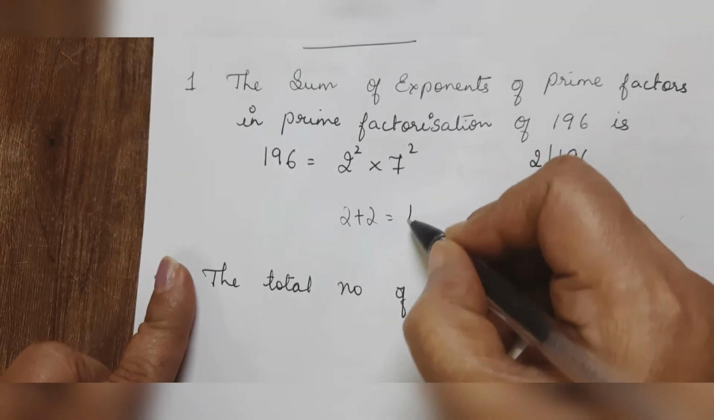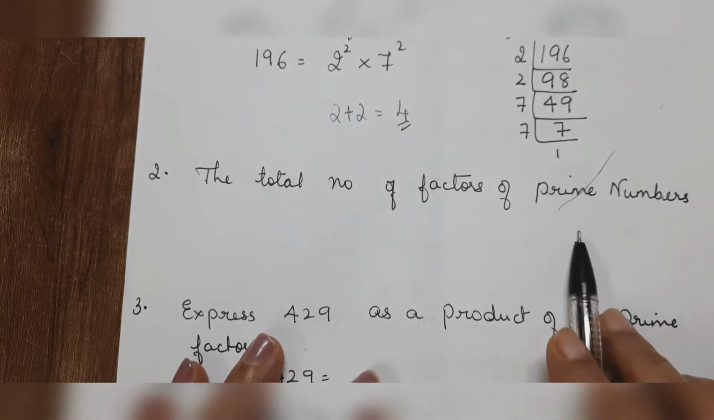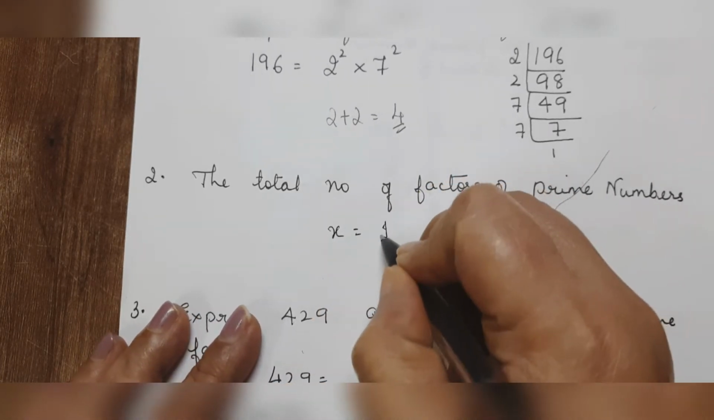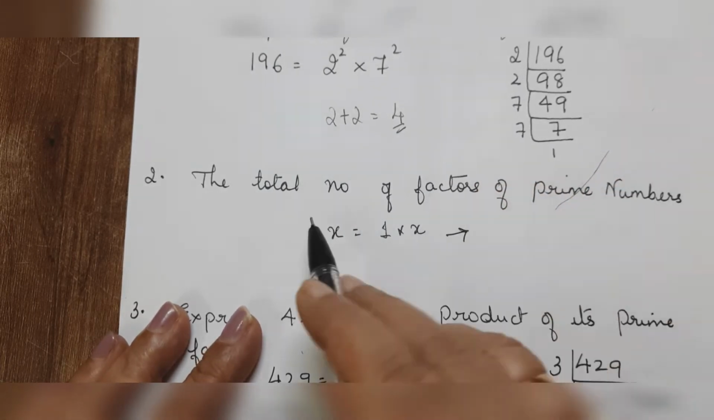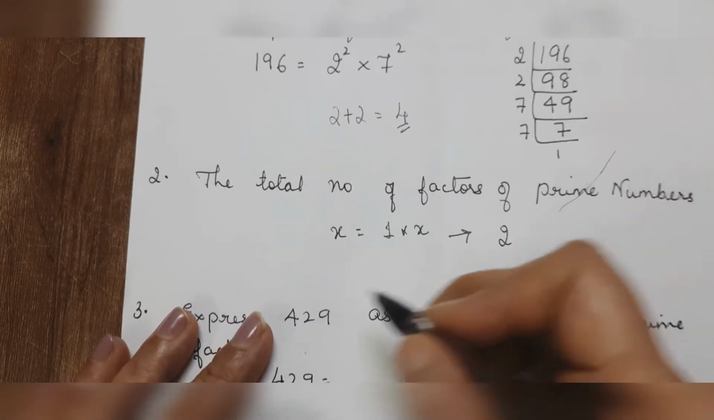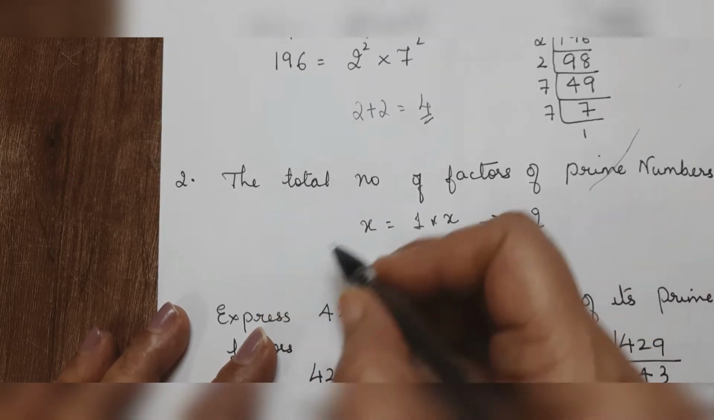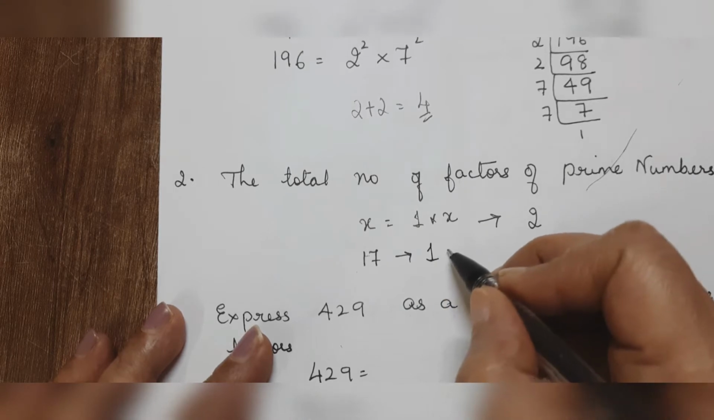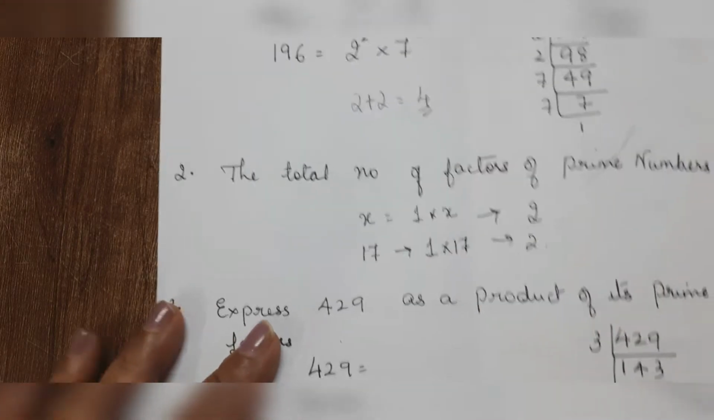Then the total number of factors of prime numbers. If a prime number is x, then it has 1 as well as itself as its factors. So the number of factors of a prime number will be 2. You want me to give one more example? Total number of factors of a prime number, if I take 17, the factors are 1 as well as the number itself, so it has 2 factors.